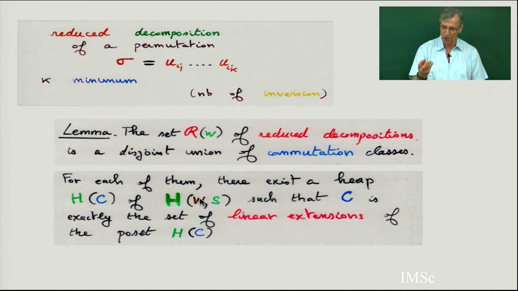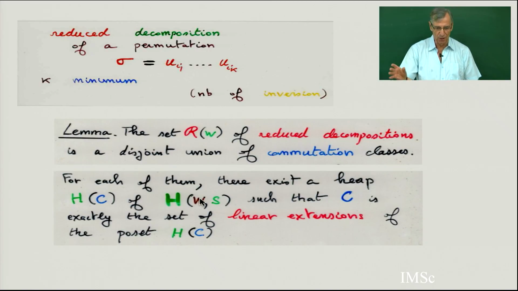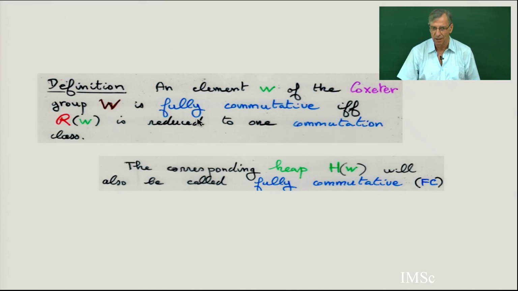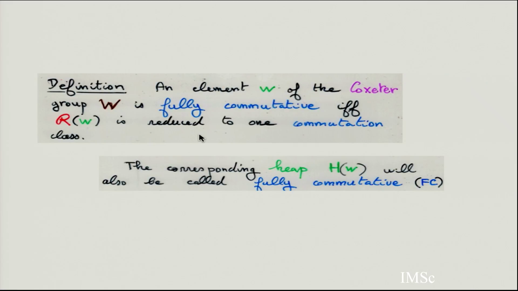So to each element of the Coxeter group, there is a collection of heaps, and we have the definition: an element of the Coxeter group W is fully commutative if and only if this class of reduced decompositions is reduced to one single commutation class. And so there is a heap behind this commutation class, which will also be called a fully commutative heap.